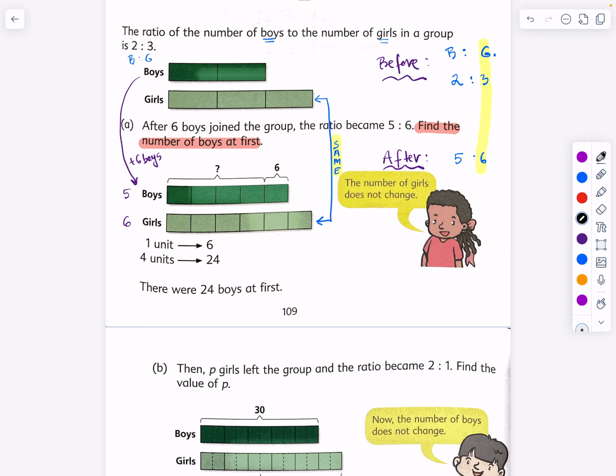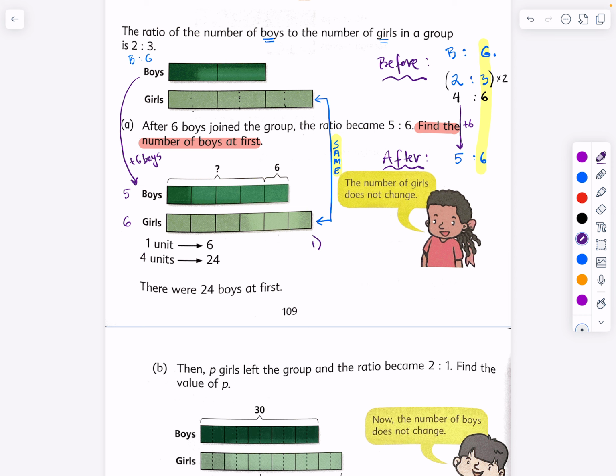Notice, the number of girls is the same. Before it's represented by 3 larger units, and after it's represented by 6 smaller units. In order to create before and after equivalent ratios, let's make them lookalikes. Therefore, we can say before, the ratio of girls was 4 to 6. And after 6 boys joined, the ratio became 5 to 6. Why did the ratio of boys increase? Because 6 students joined. Therefore, this one extra unit, step 1.